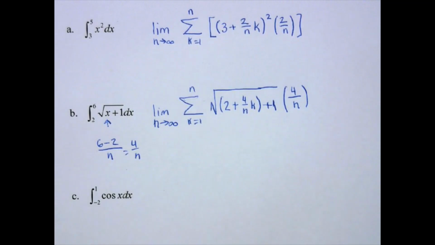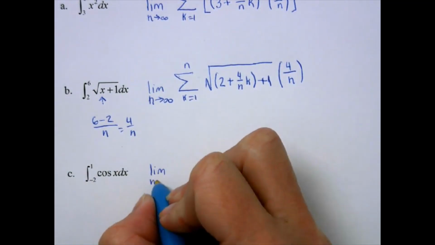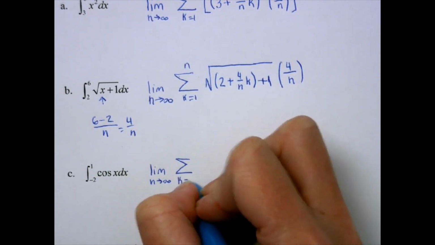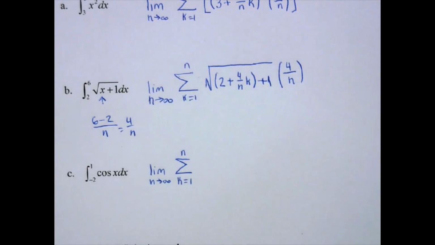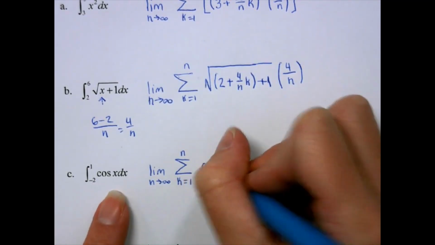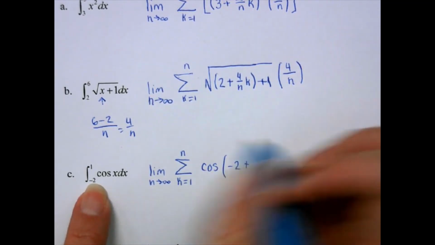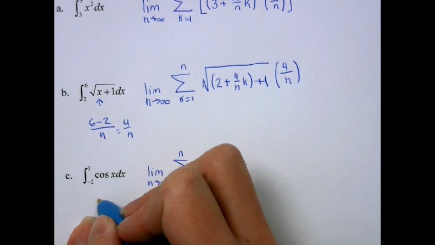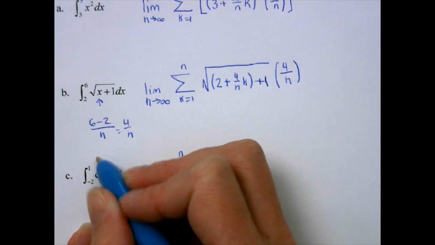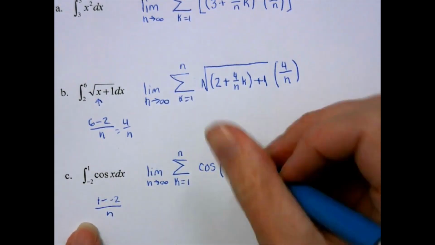So let's do one more of these. Okay, so this one we've got cosine of x, so this is going to be cosine. We'll have our starting value at -2. We're going to add on, our distance is 3, so we're going to add on 3 over n k times, and our widths are 3 over n.